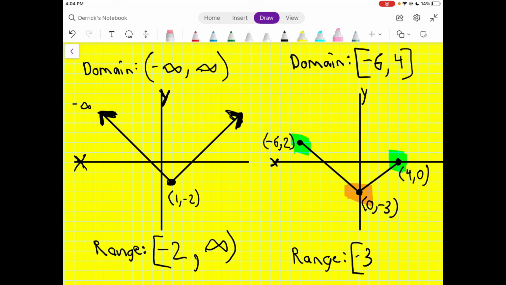The highest point also happens to be the leftmost point. This is over at (-6, +2). But this time again, we will not be using -6. We want to use the y-coordinate, which would be +2. Closed dot, so a bracket. That would be domain and range using interval notation.